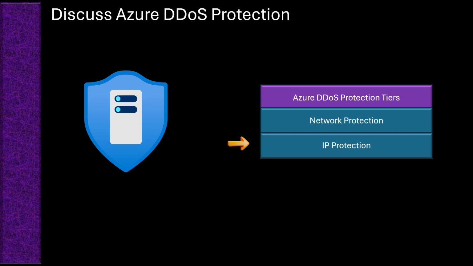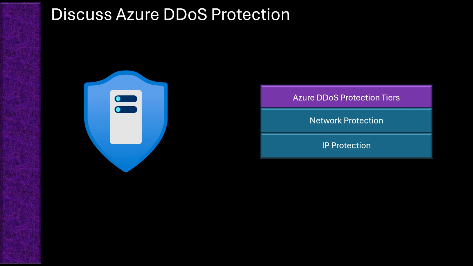IP protection's cost-effective model allows you to pay only for the IPs you need to protect. It contains the same essential protection capabilities as network protection, with additional benefits like DDoS rapid response support, cost protection, and discounts on WAF. When combined with WAF, it provides full protection from Layer 3 to Layer 7 attacks and covers a broad spectrum of potential threats.